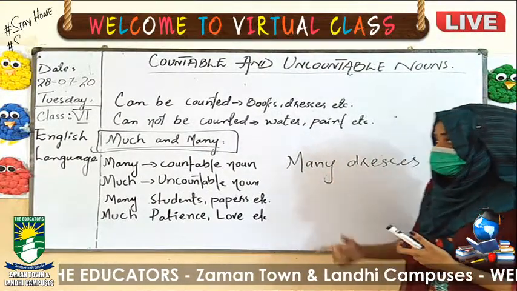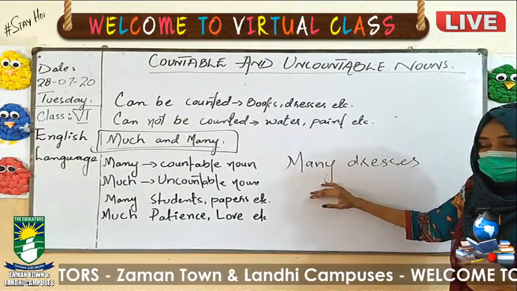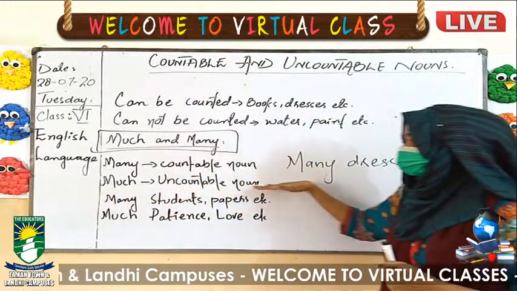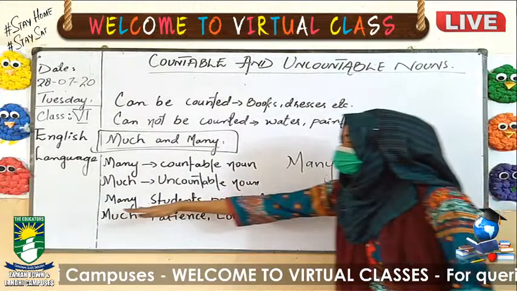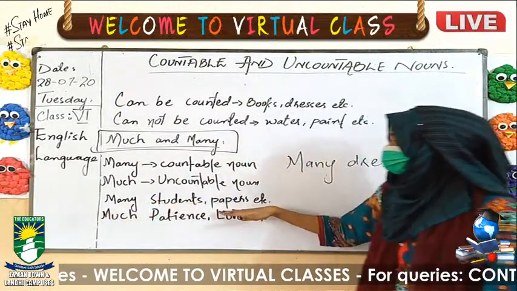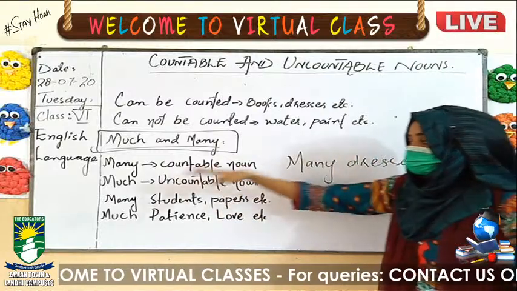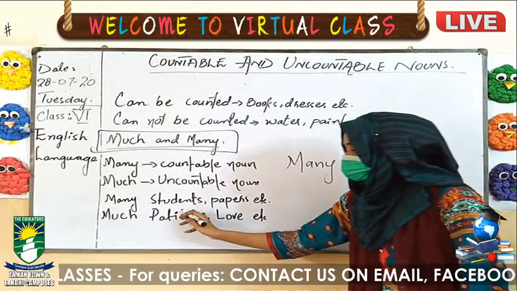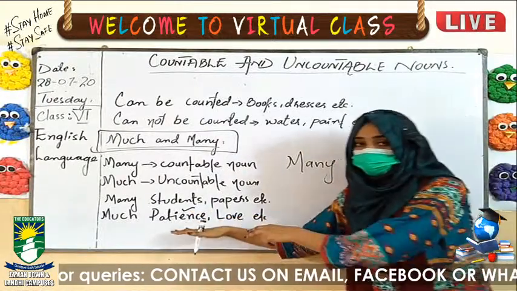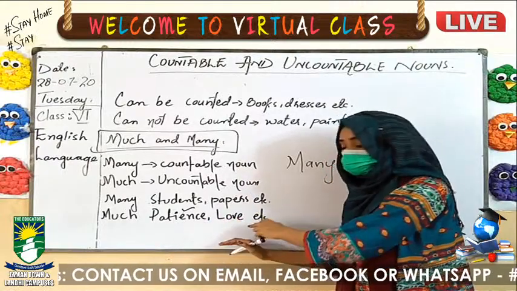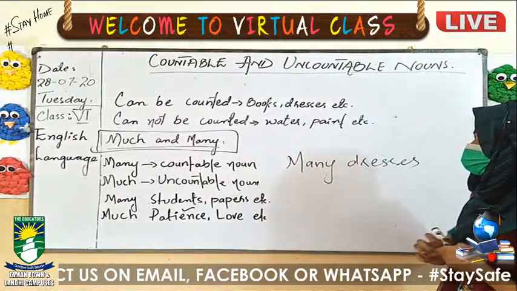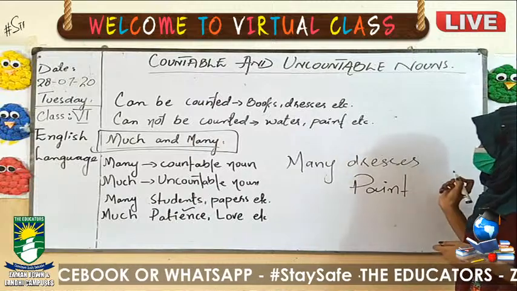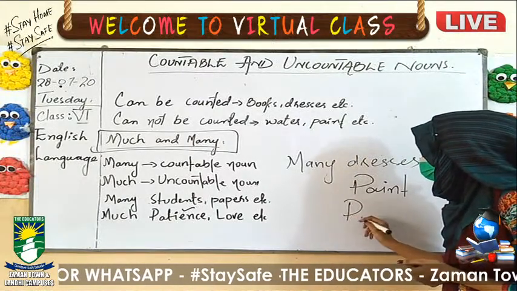Now if I want to show the quantity of uncountable nouns, what to use with them? Much. Here is the word much. Uncountable nouns. Now let's come here. Many students, many papers, etc. Much patience, much love. These are all uncountable nouns. We cannot count them, we can only measure them. Patience, love, and we can say as well that here is a word paint. And there is another word, painting.